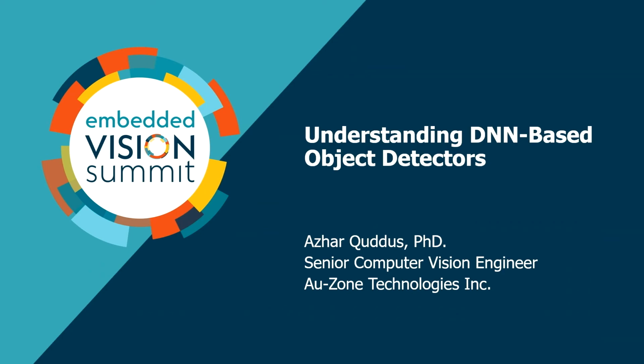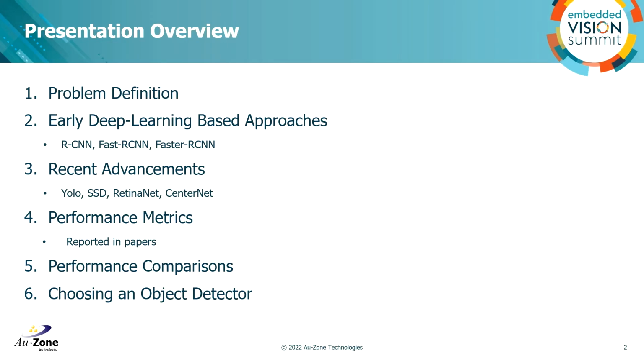So let's get rolling. The first thing we'll go through is the problem definition. We look at some early deep learning based detectors. We go on to recent advancements, performance metrics, and performance comparison. Then we'll touch base on the general guidelines for how to choose a detector in a certain application.